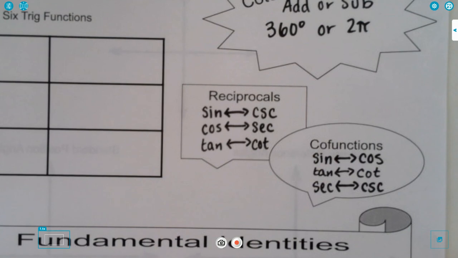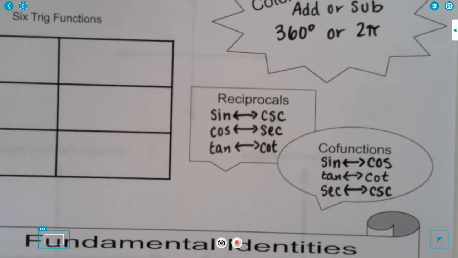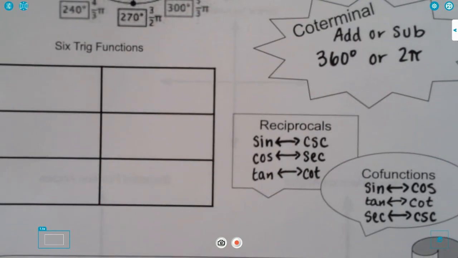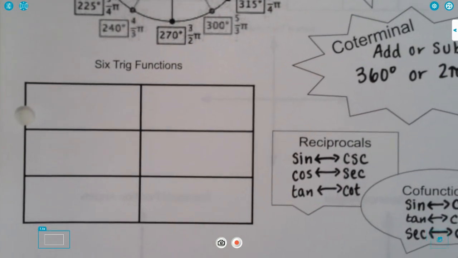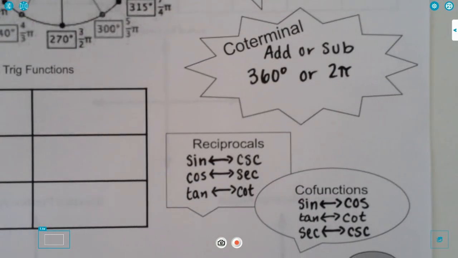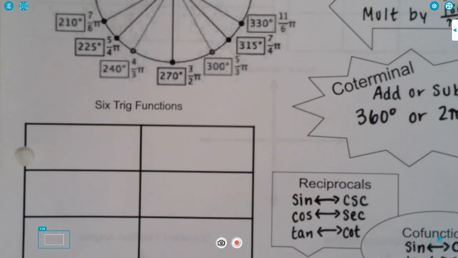Then let's go ahead and fill out this little table of our 6 trig functions. Did you make this? Yeah, I did. I tried to use fun little shapes, but then the little shapes weren't big enough. I tried to make it cute. It's not cute.